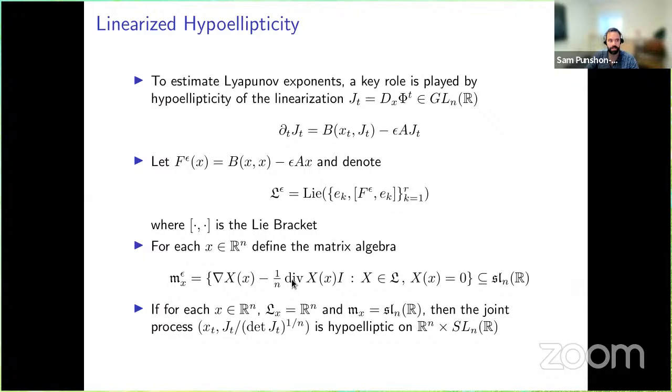And so we say that this thing is sort of matrix hypoelliptic if for every x, the original Lie algebra spans the tangent space if I evaluate all the vector fields at a point, and if for every x, this matrix Lie algebra is equal to SLN. This is like an infinitesimal version of the Furstenberg condition I gave you before for Lie algebras. Then this actually says that this joint process X_t, J_t, suitably normalized by its determinant, is hypoelliptic on this space.